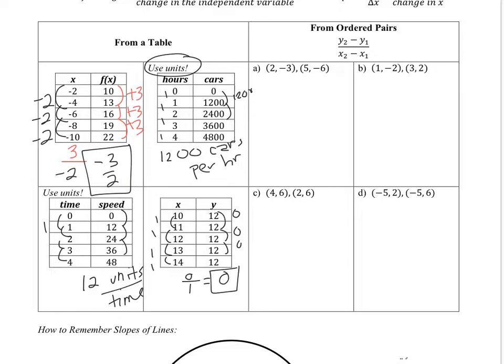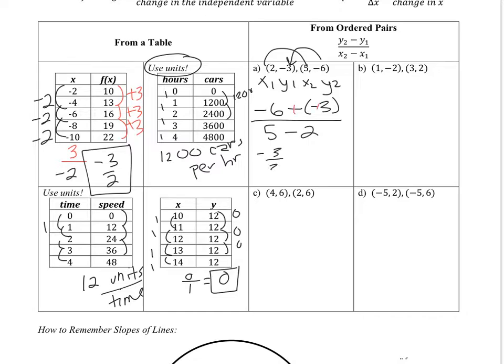From ordered pairs, you can use a formula. So this is y sub 2 minus y sub 1. The sub 2 means the second y coordinate. If I label this x1, y1, x2, y2, I'm going to do y sub 2, which is negative 6, minus y sub 1, which is negative 3, over x2 minus x1. So this reduces to, these two negatives make a positive, negative 3 over 3, but you always want to reduce your slope, so this is negative 1.